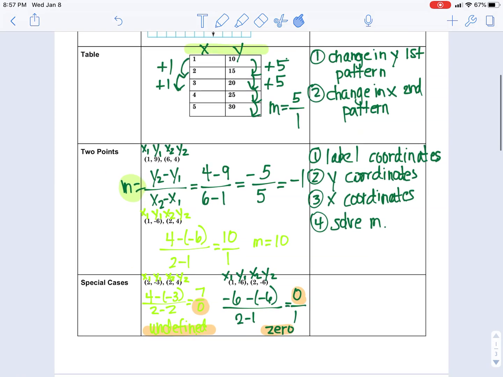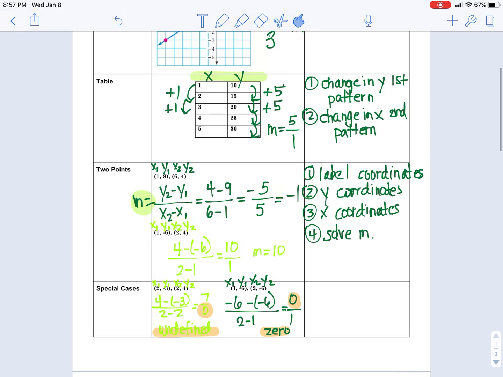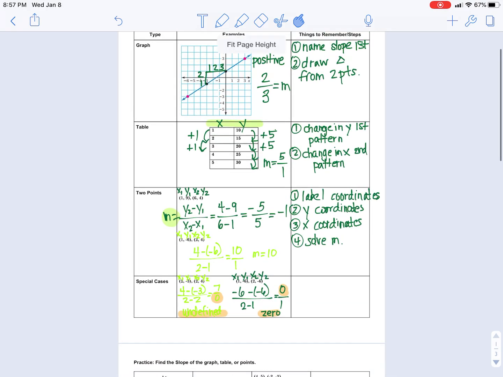Okay, so a few new things on this one. Tables are with patterns, change in y over change in x. 2 points, you put them in with y2 minus y1, x2 minus x1, and then you have some special case situations with those that you need to know, 0 and undefined.